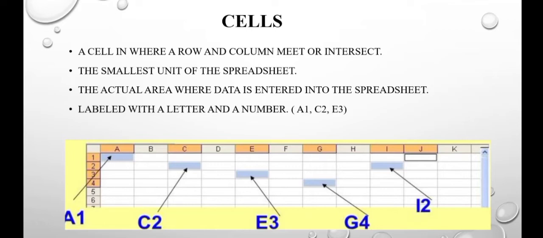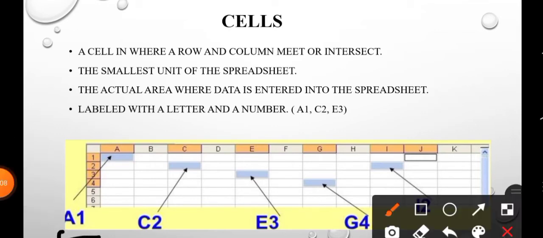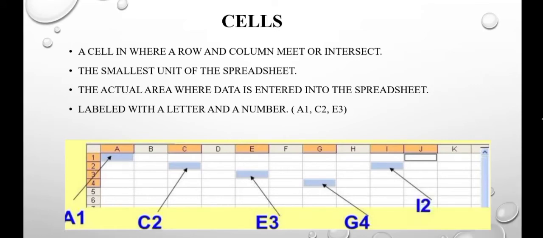Here are the active cells, selected cells, and here is the labeled name like A1. A is the column name, 1 is the row name, and next C2, C is the column name and 2 is the row. E3, E is the column name, 3 is the row.